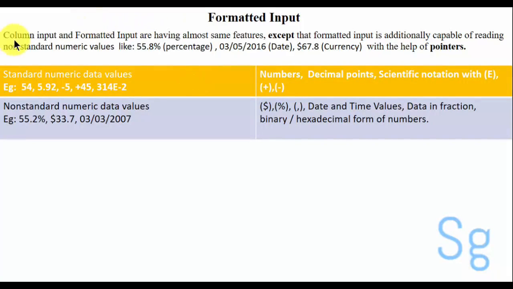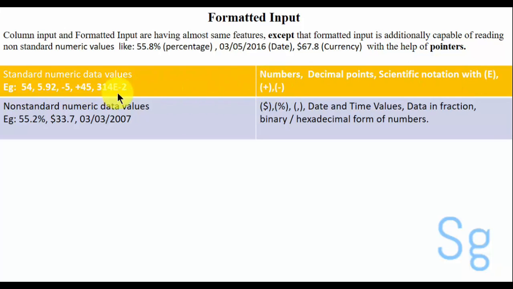Formatted input and column input have almost the same feature, except that formatted input is additionally capable of reading non-standard numeric values like percentage, date, currency with the help of pointers. Standard numeric data values include numbers, decimal points, scientific notation with capital E, positive and negative numbers.